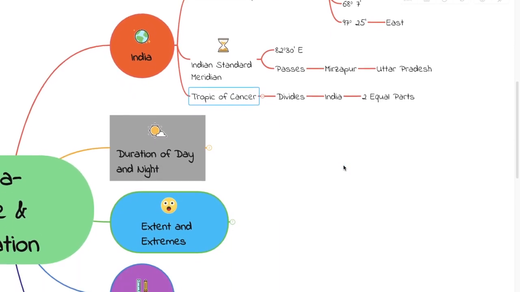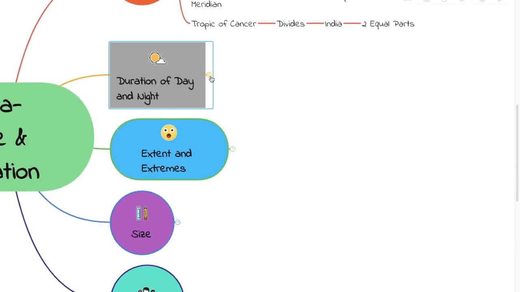Let's talk about the duration of day and night. The duration of days and nights differ between the northern and the southern parts of the country. The southern part, which is closer to the equator, has longer days. Just remember, the places which come closer to the equator have longer days, and vice versa. I'll give an example. Since Kanyakumari is closer to the equator, the difference between the duration of day and night is hardly felt, whereas there is a marked difference between the duration of day and night in Kashmir.